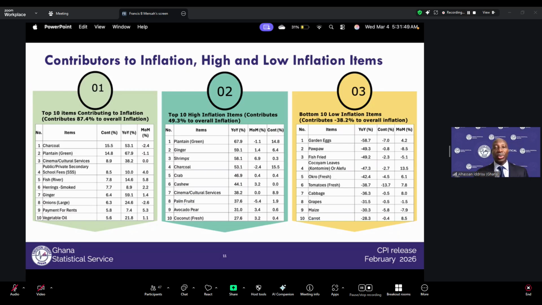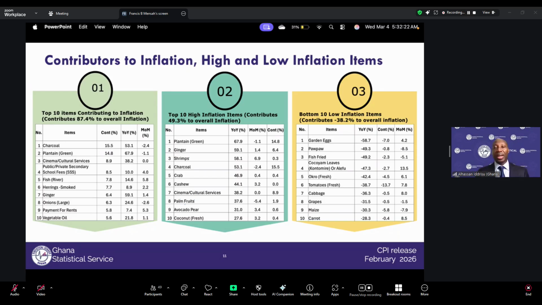So these items recorded the strongest year-on-year increases. And altogether, they contributed about 38% to the overall inflation in February 2026. This shows that price increases are not widespread, but concentrated in specific items. But at the same time, we've also seen several items recording very low or negative inflation. And here, let's look at the bottom 5 low inflation items.